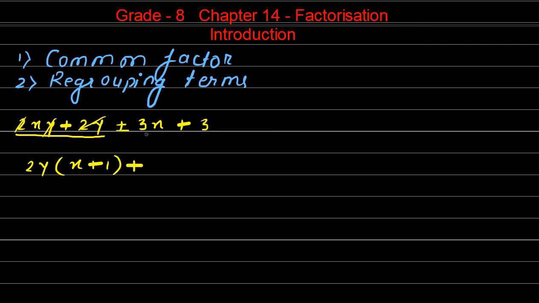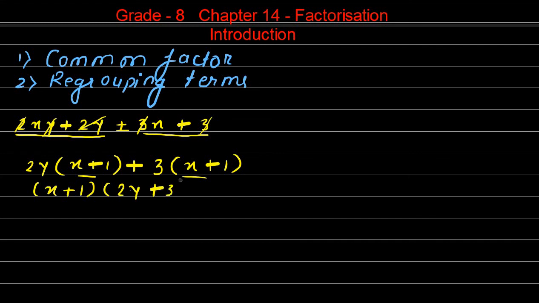Now what is common in these terms, 3x plus 3? Yes, we have 3 in common, and when 3 is taken common, what is remaining? x plus 1. Yes, this is what we need, students. When we are grouping them, we need to have the same factors in a bracket. So we got them, and if I write my common factor, that is x plus 1, what is remaining outside the bracket? That is 2y plus 3, and done. This is our factorization done.